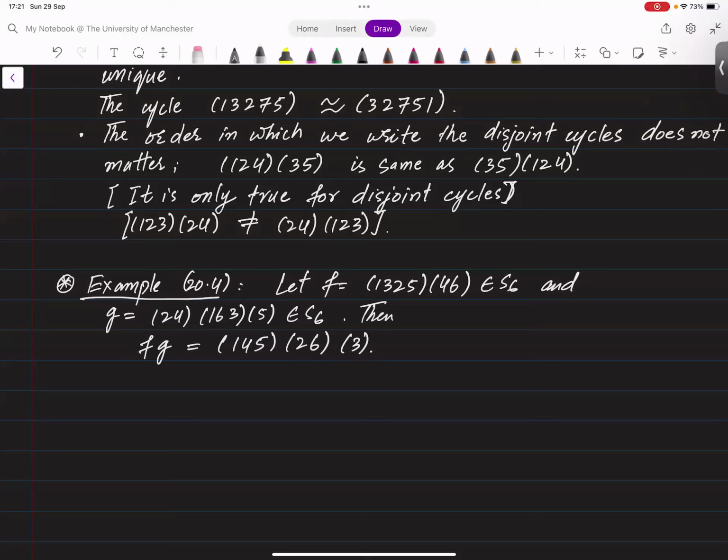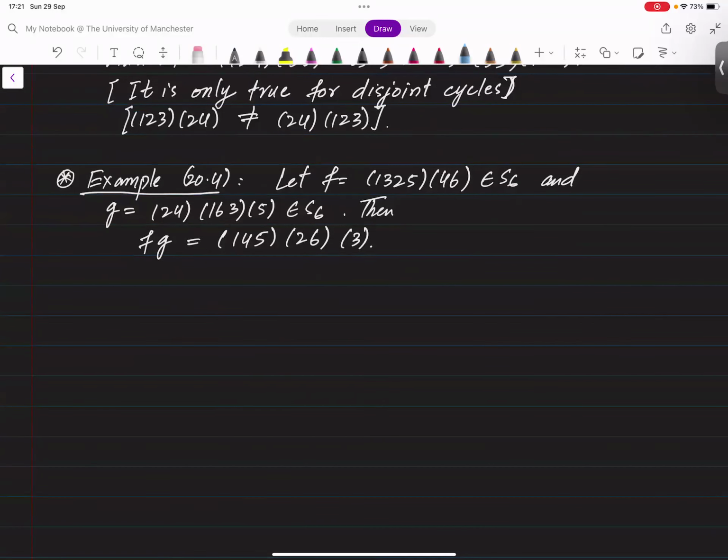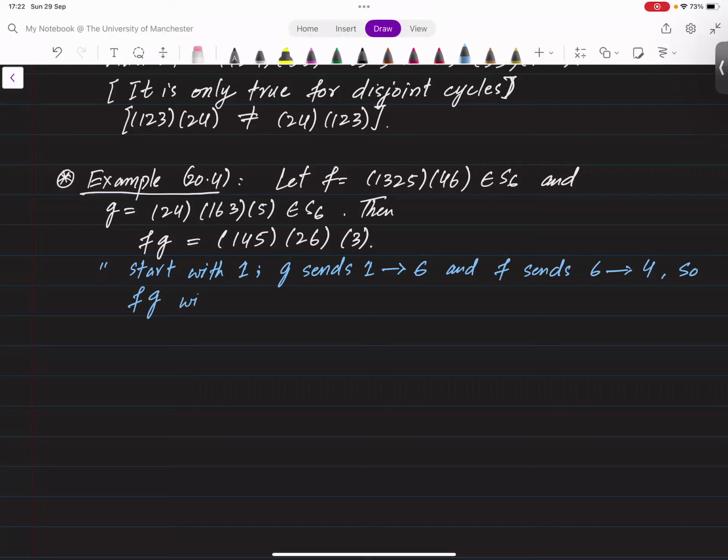To do that, let's start with 1. Now G sends 1 to 6 and F sends 6 to 4. So FG sends 1 to 4.